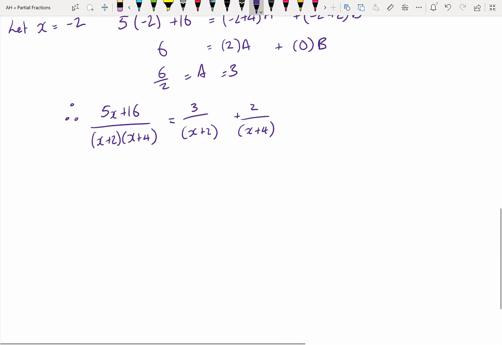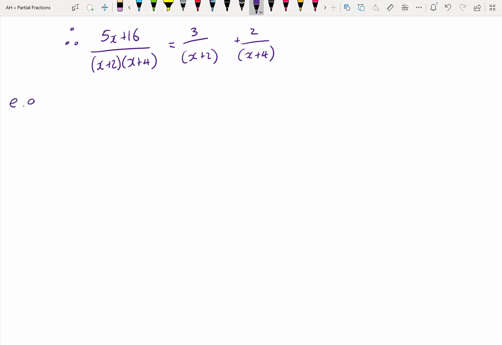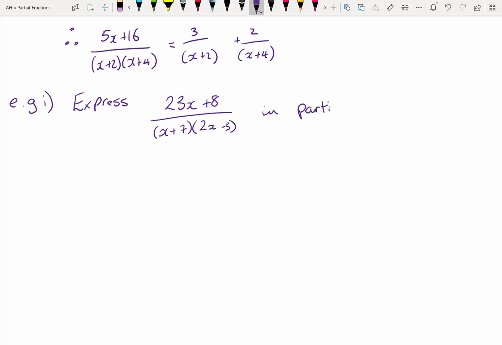So let's try another example. Let's do another one. Why not? So we want to express 23x plus 8 all over x plus 7, 2x minus 3, in partial fractions. So first thing we're going to do is take our 23x plus 8 over x plus 7, 2x minus 3, and we're going to check and see.